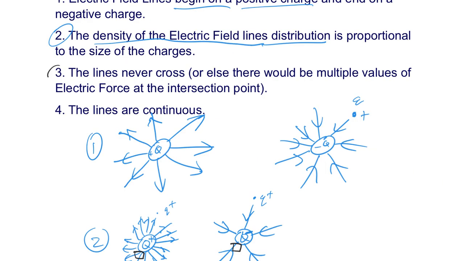And then rule 3 just states that these field lines never intersect with each other. They just don't. Okay, number 4, lines are continuous. It means they continue out infinitely far if they're not bent by some other large field charge.